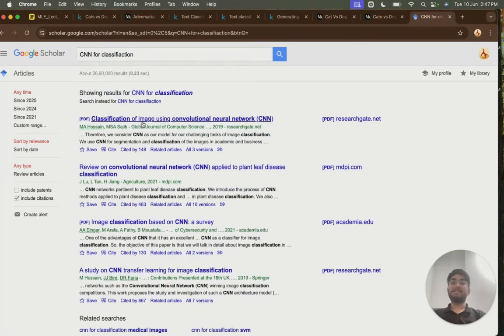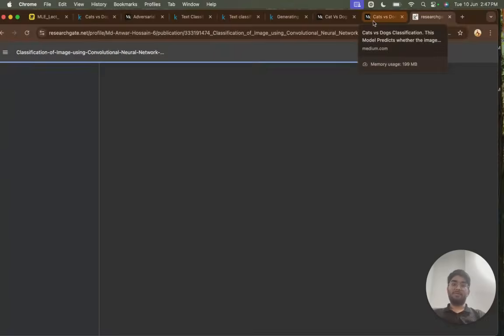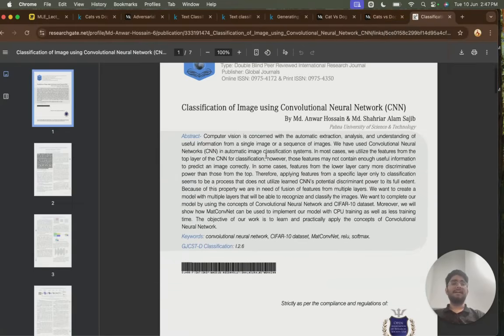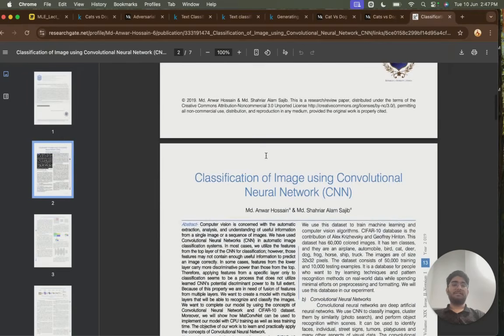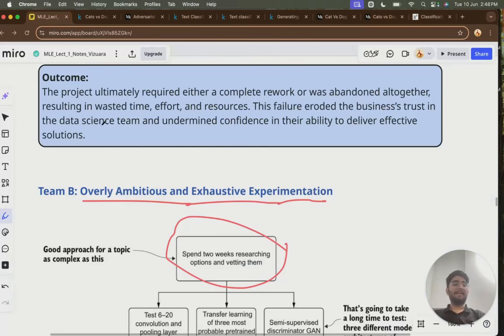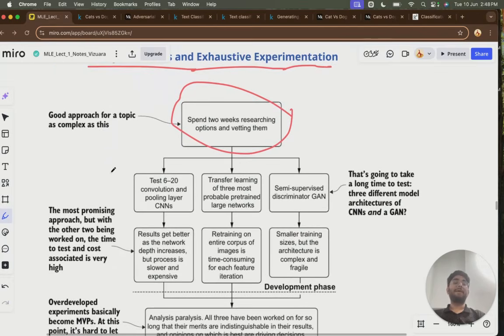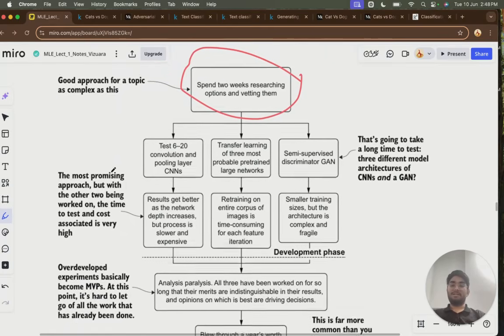Then they got classification of images using a convolutional neural network. Then they started reading such papers. They tried to do a literature survey. Then they tried to find what other models can be implemented by doing this exhaustive literature survey, not with respect to CNN, but with other models as well.